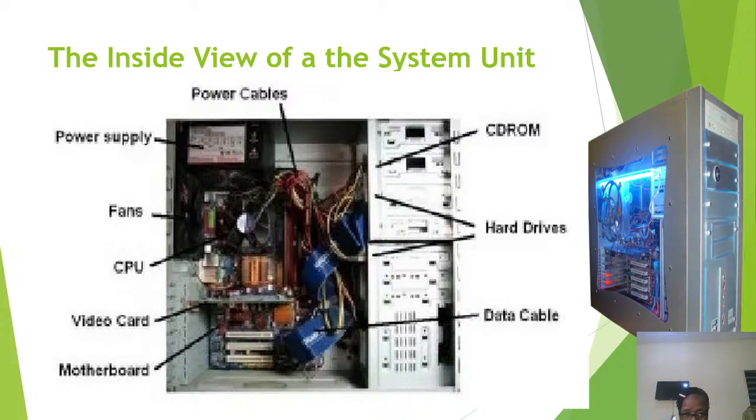You see the power supply that is part of the casing. You may not see it very clearly anyway, but at least you have a picture of what the inside of the casing looks like. The fans, the CPU, the video cards, the motherboard, data cables, hard drives, CD-ROM, all bundled inside the casing.